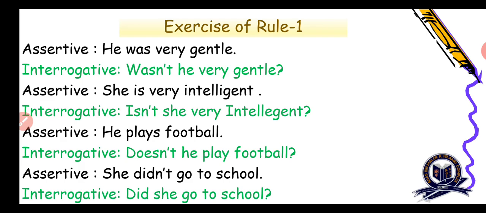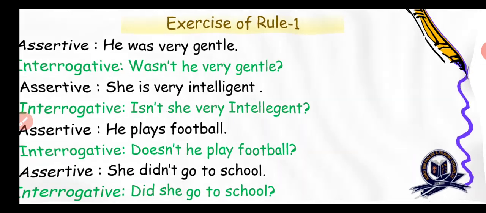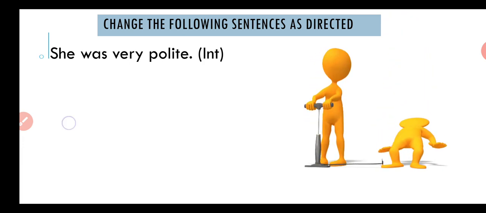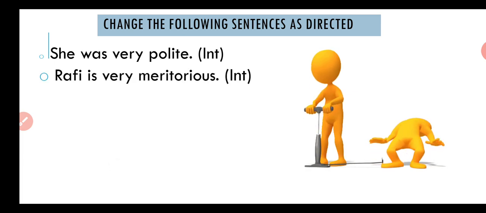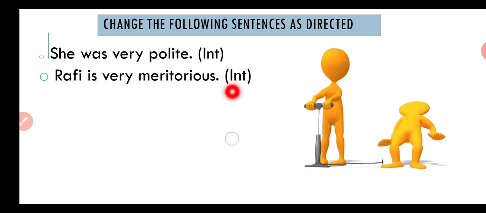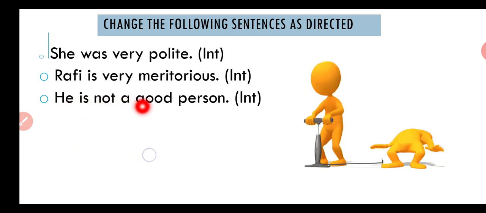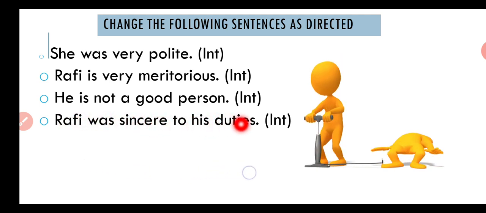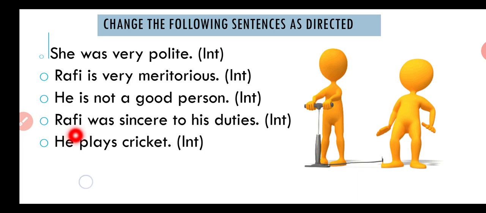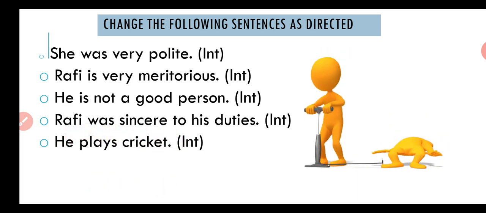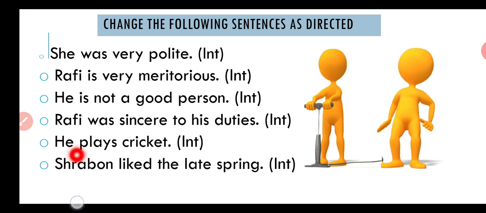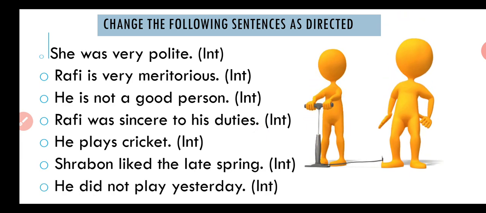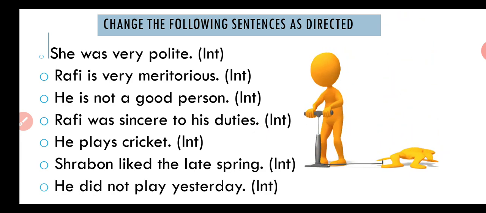Okay, so here is your homework. The first one is she was very polite. The second one, Rafi is very meritorious. The third one, he is not a good person. The fourth one, Rafi was sincere to his duties. The next one, he plays cricket. The next one, Shravan liked the late spring. And the last one, he did not play yesterday.